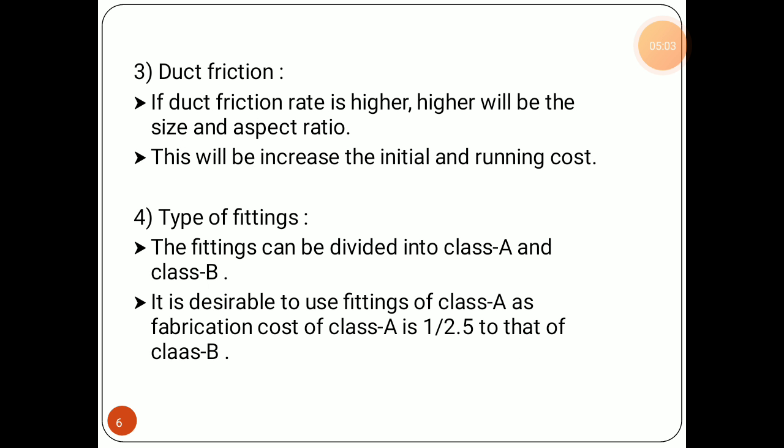Duct friction. This point we had already studied. When any fluid flows through any pipe, because of friction between that fluid and the pipe material, some frictional losses occur. We call them major losses. So if the duct friction rate is higher, the size and aspect ratio will be higher. This will increase the initial and running cost.